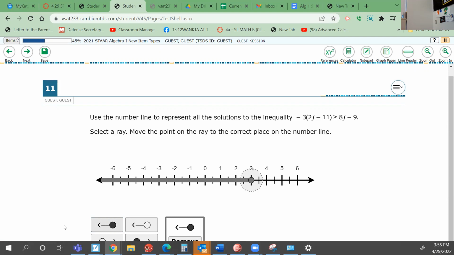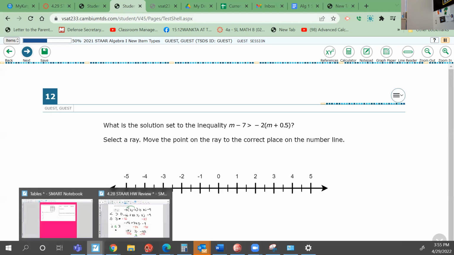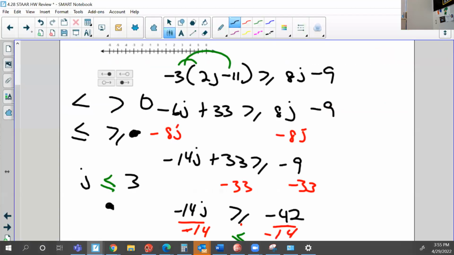All right, let's move on to the next number line. On this one, again, it's very similar to the one we did before. In this case, it's greater than, so it's going to be an open circle. So let's solve that one.